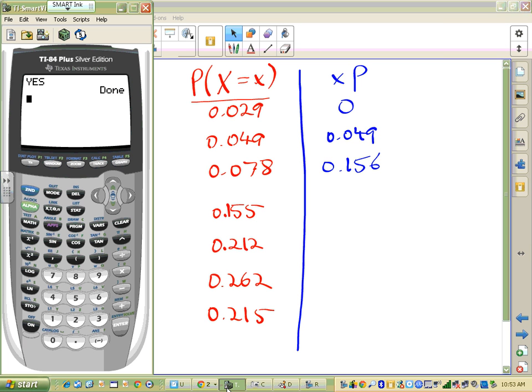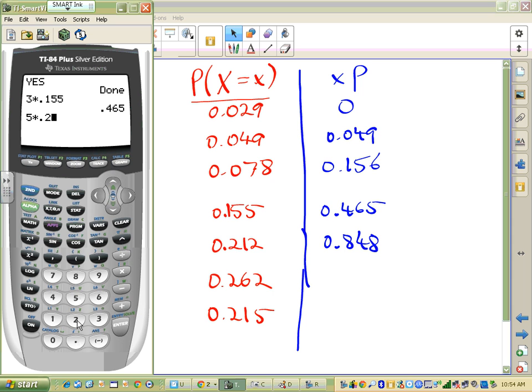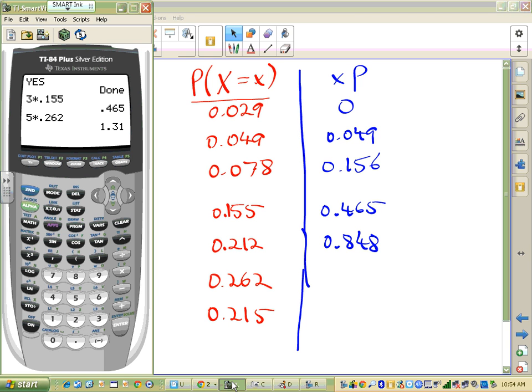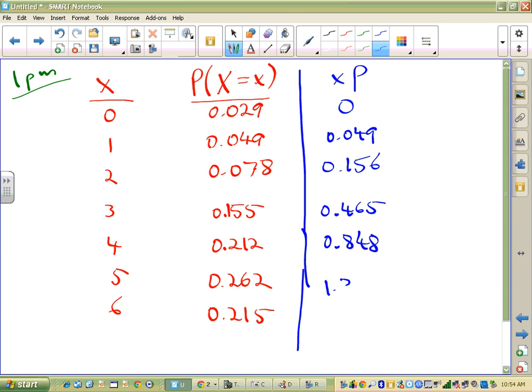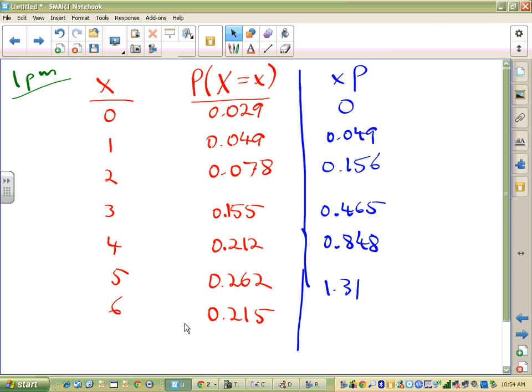Then 3 times 0.155 is 0.465. And then 4 times 0.212 should be 0.848. Sorry. And then 5 times 0.262 is 1.31. What was 4 times 0.212? Yeah, 0.848. So we got 0.848 and then 1.31. And then what's the last one? 6 times 0.215 is 1.29.